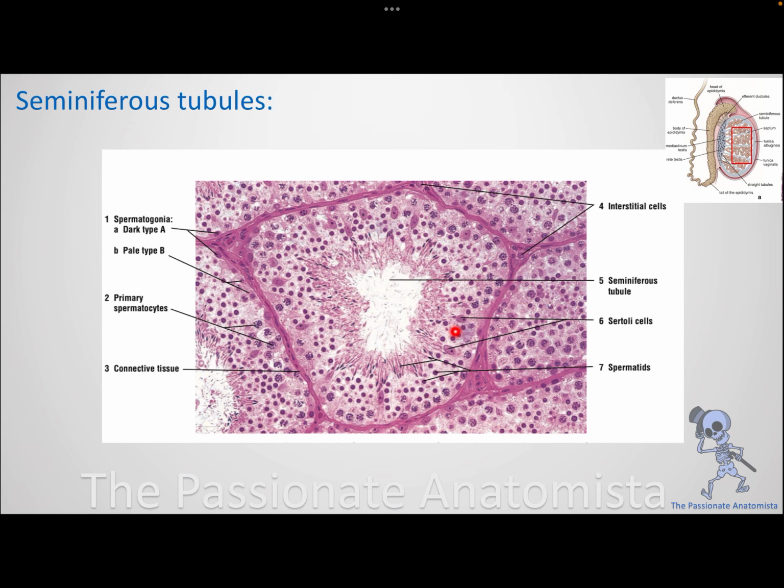Now, if you look at a cell that gives you a string-like appearance, it's kind of as if you're trying to draw these lines. If you look at this one and that one, the stringy appearance of the chromatin of the cell, this is going to be your primary spermatocytes. All right, so if you have a cell that is touching the basement membrane, that's going to be the spermatogonia.